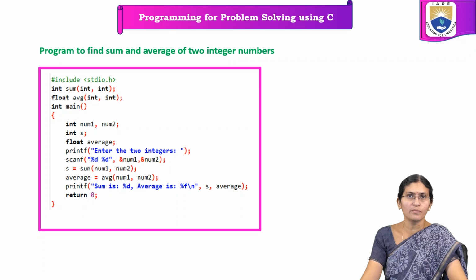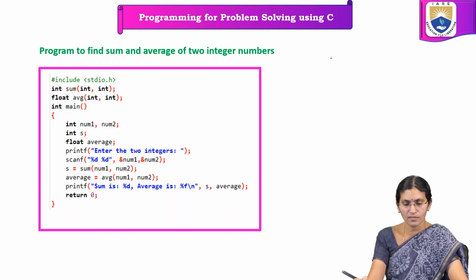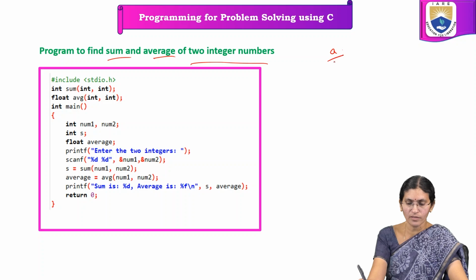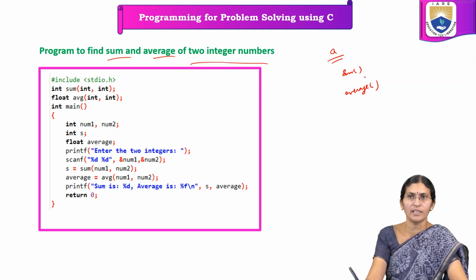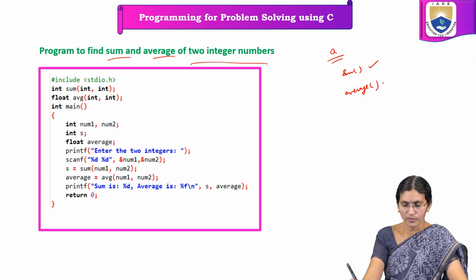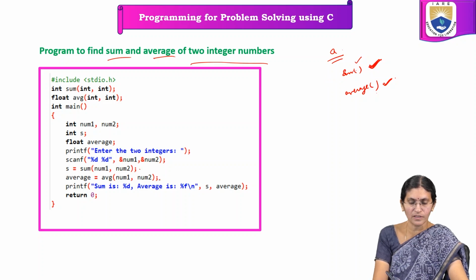Now let us write a program to find the sum and average of two numbers by using user-defined functions. So we know that it is a simple program. In order to find out the sum and average of two integer numbers, we are writing a function called sum and one more function called average. So we are writing two functions here. One user-defined function is written to calculate the sum, and the other user-defined function is written to calculate the average. So both sum and average are of function type: function with arguments and with return type.